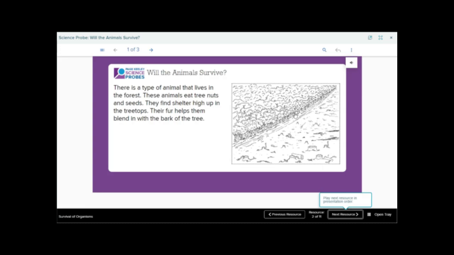We are going to have a look at the page Keely Probe at page number 5. A specific animal is mentioned over here without its name. There is a type of animal that lives in the forest. These animals eat tree nuts and seeds. They find shelter high up in the treetops. Their fur helps them blend in with the bark of the tree. Now, here they are describing an animal that is living in this forest.